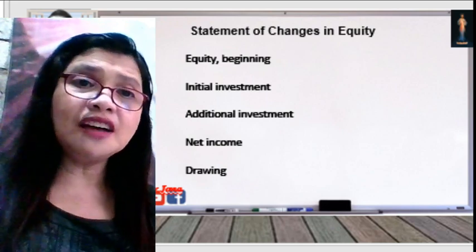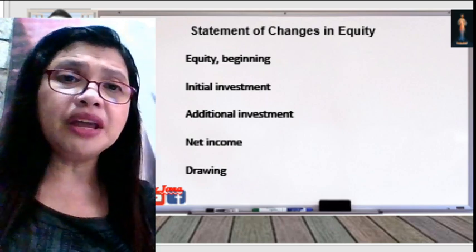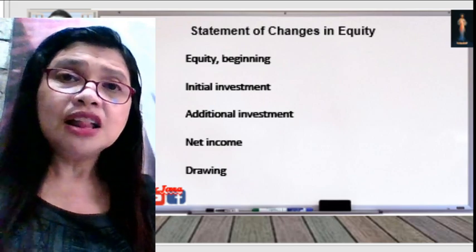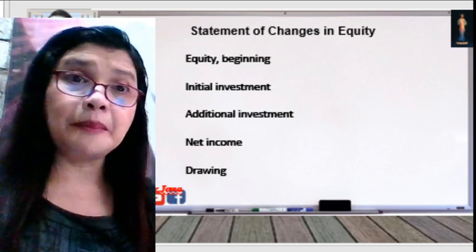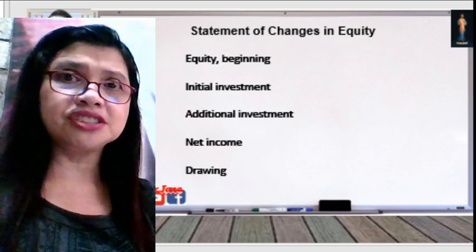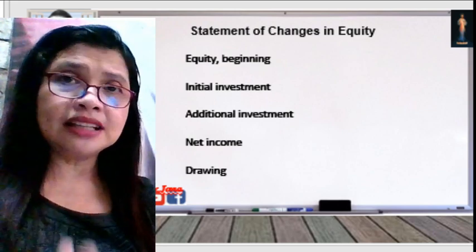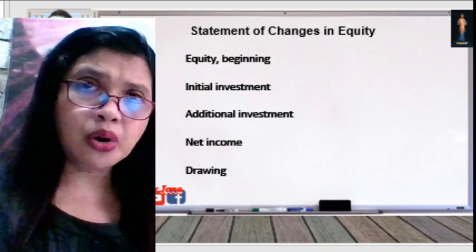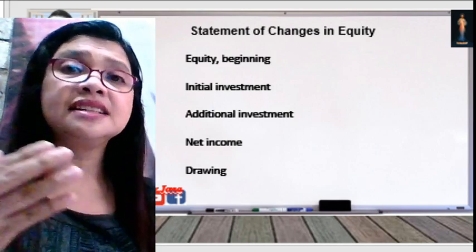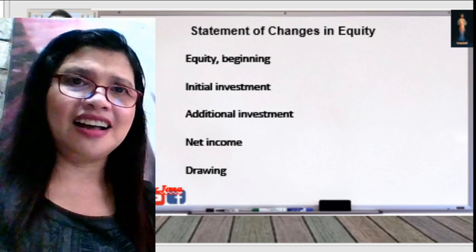Then we have the drawing. The drawing is the withdrawal of the owner from the company. Maybe he needs some money for his personal use and he would want to get some in the form of withdrawals or drawing. So this is a deduction to your equity account.